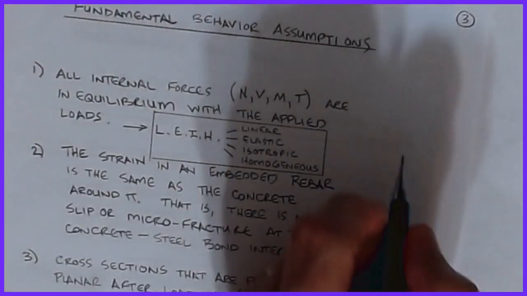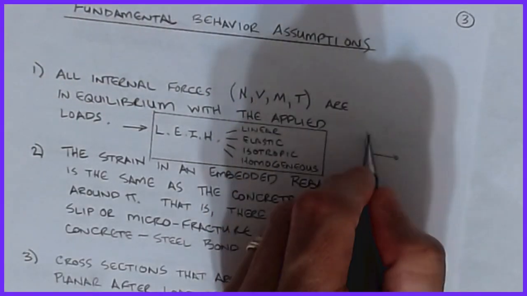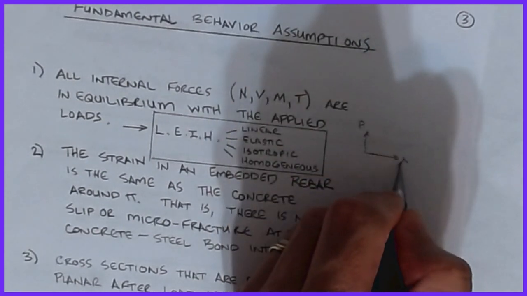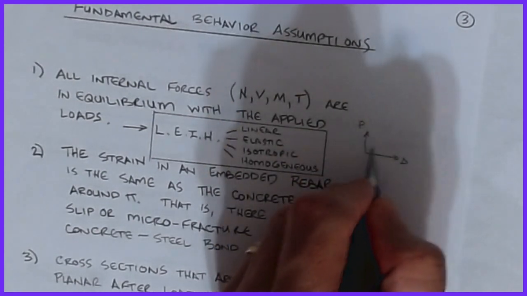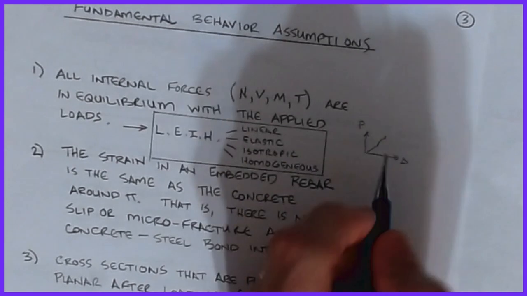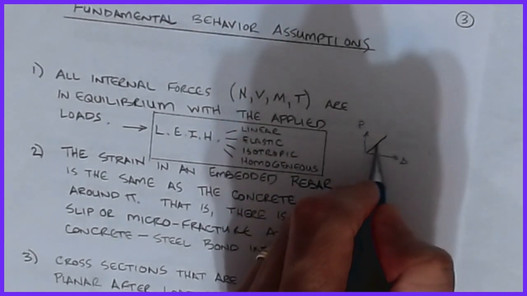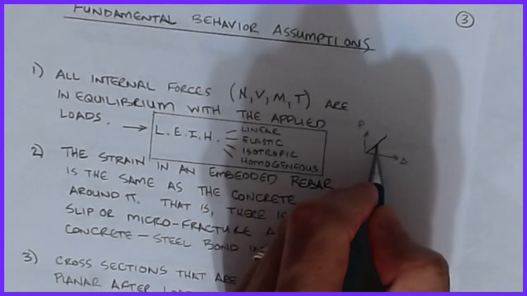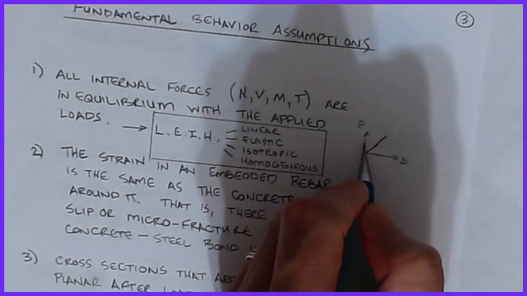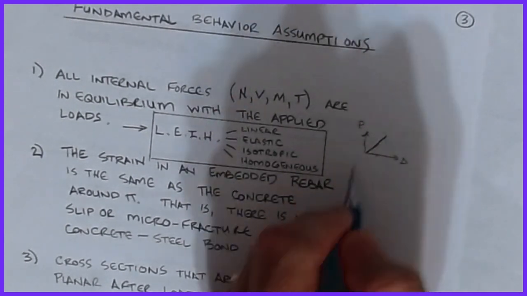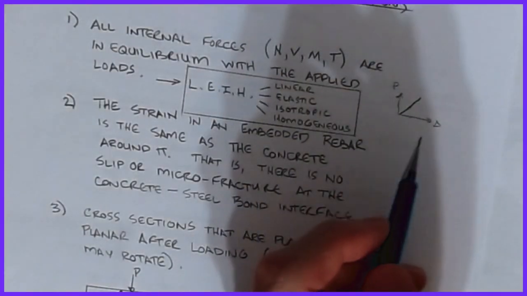homogeneous. Now, if you remember from mechanics, if I plot load versus deflection, linear means that there's a linear relationship between those two. So if I have a 100-pound load that gives me a certain deflection, if I double the load, I double the deflection, so this is a straight line. That's the linear portion of it. It has to do with load deformation response.